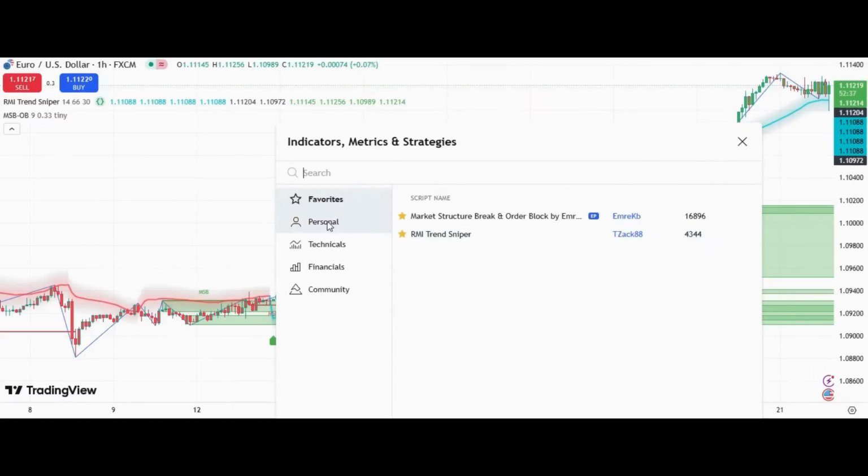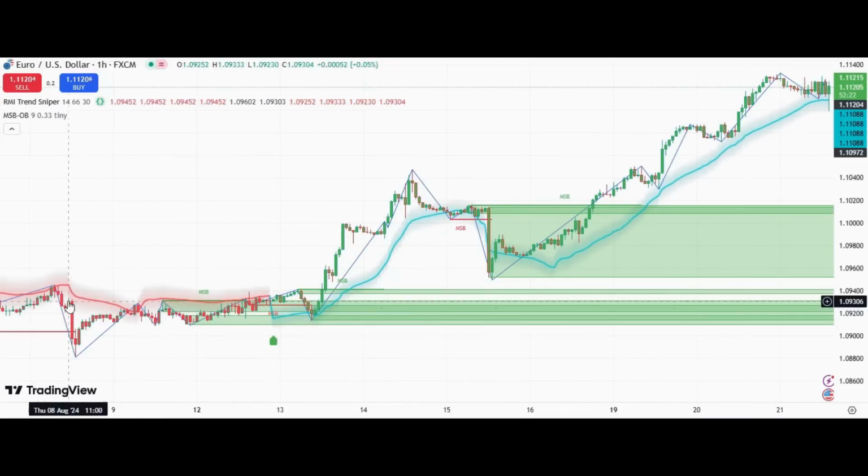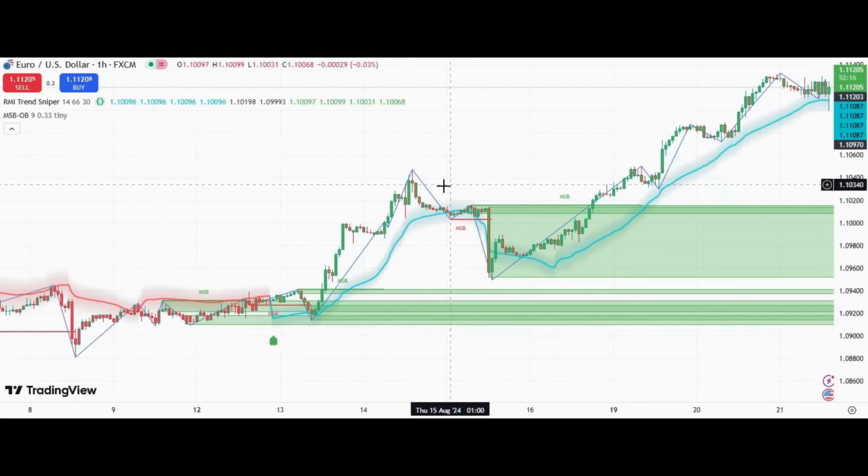The RMI Trend Sniper indicator is what will give us the hint about the market, what to do in the market, whether we are going to buy or to sell. So first, add the RMI Trend Sniper. That is the indicator which will give you this red color with the blue color.